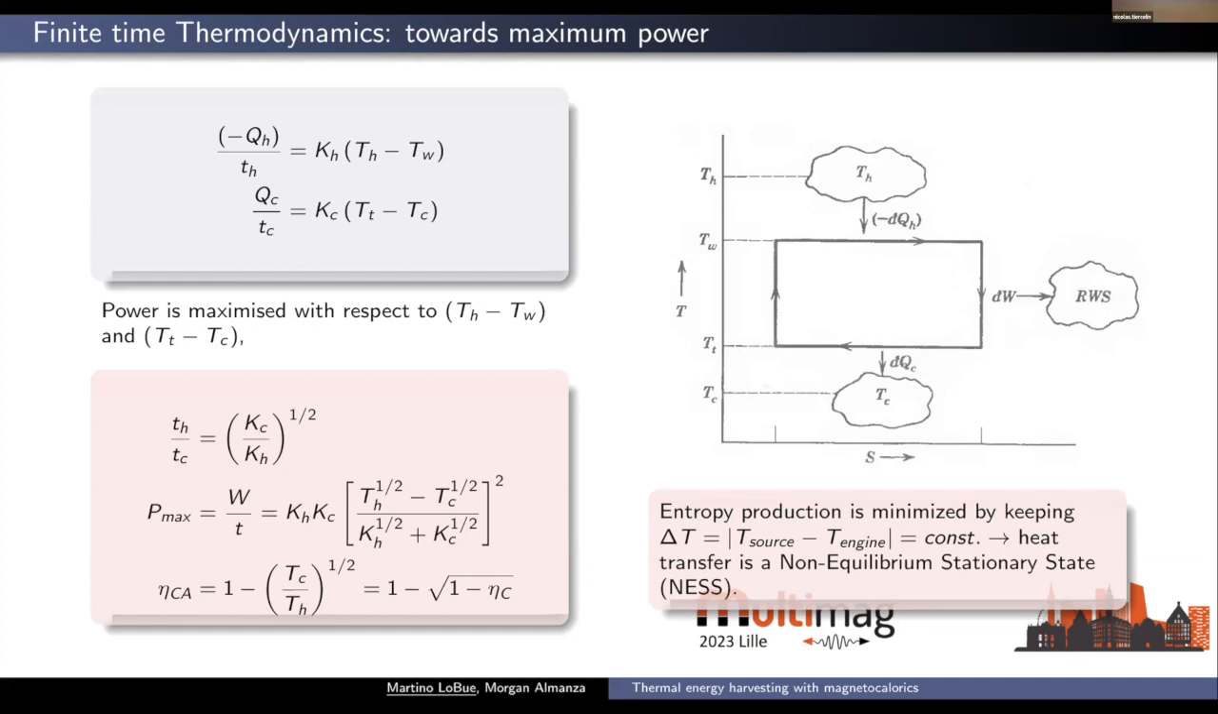But the speed, the time I take to put heat in the system or to drag it out from the system, depends on the difference of temperature between the engine and the reservoirs. So here, this is a figure from Callen. Callen calls the hot and the cold, and calls the temperature of the engine the warm and the tepid. Okay, so you have these two processes.